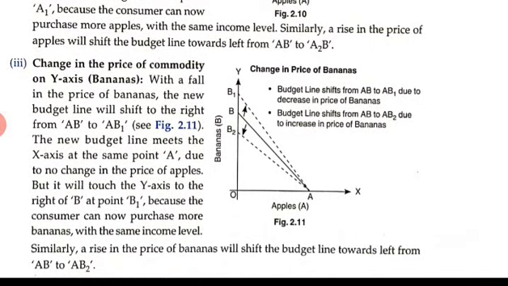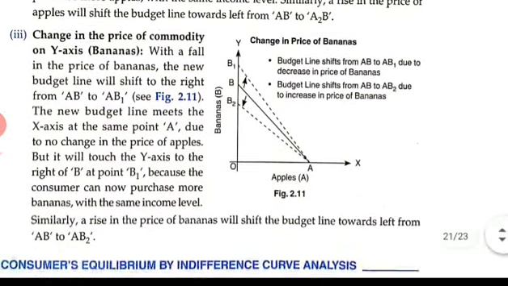Similarly, consider a change in the price of the commodity on the y-axis, suppose banana. With a fall in the price of the banana, the new budget line will shift rightward from AB to AB1, and the new budget line meets the x-axis at the same point A due to no change in the price of the apple, but it will touch the y-axis to the right of B, that is B1, because the consumer can now purchase more bananas as the price is decreasing, with the same income level.